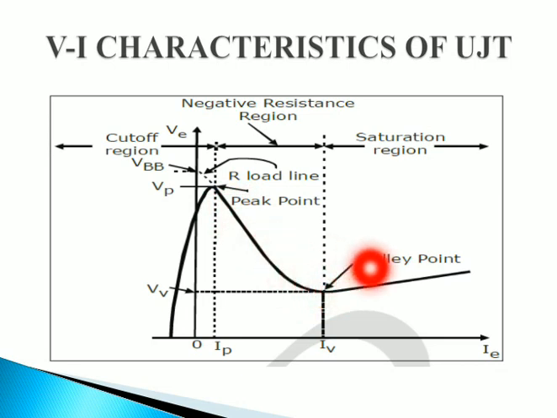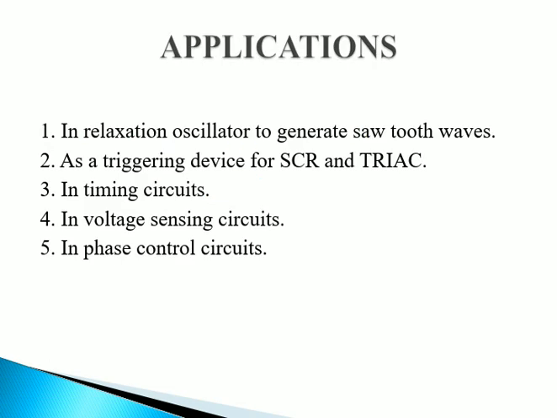Next is the saturation region. The region which is beyond this valley point is called the saturation region, where your emitter voltage almost remains constant with the increase in your emitter current. Fine. Now the applications of UJT: they can be used in a relaxation oscillator to generate sawtooth waves. It is used as a triggering device for SCR and triac. They can also be used in timing circuits, voltage sensing circuits, and phase control circuits.